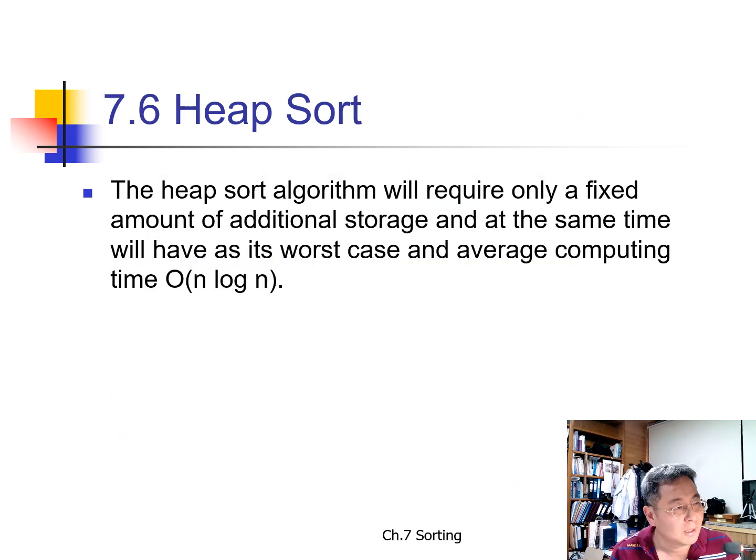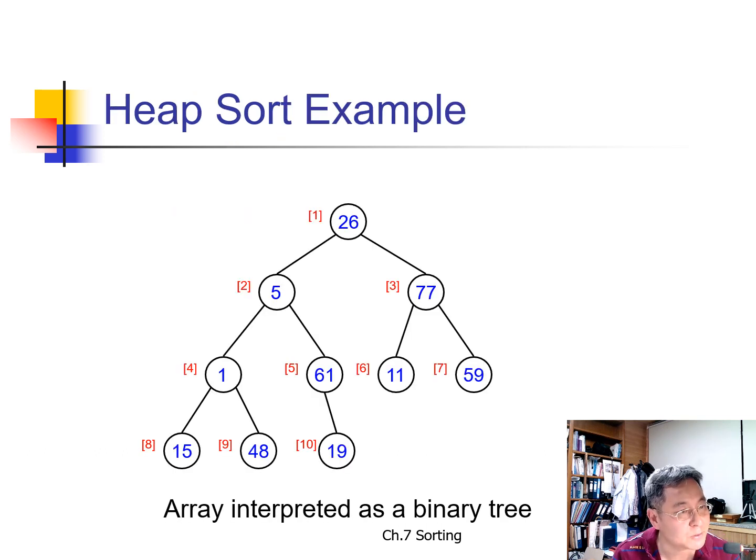We can skip. And the last one, heap sort, is here. We already learned what a heap is. There are two types of heap, max heap and min heap, so we will consider only max heap. We will use max heap to sort a data set. Okay, so this one is the heap sort example.